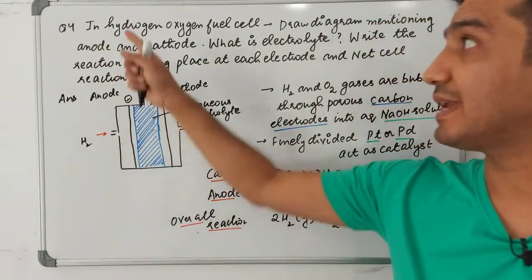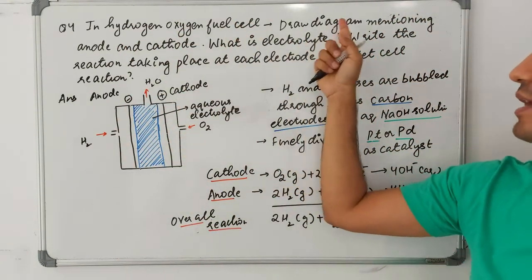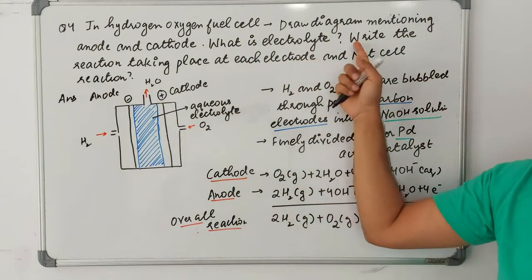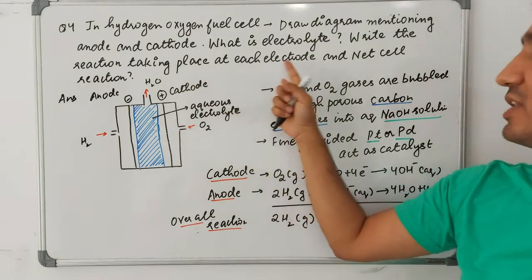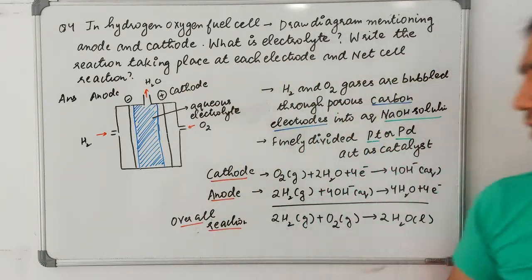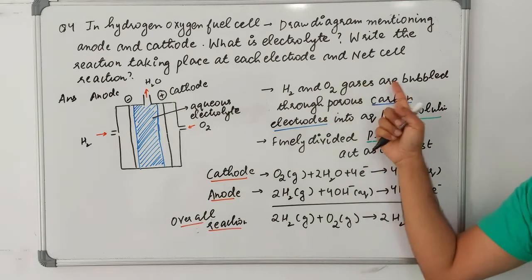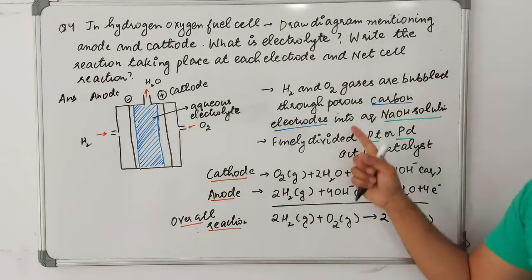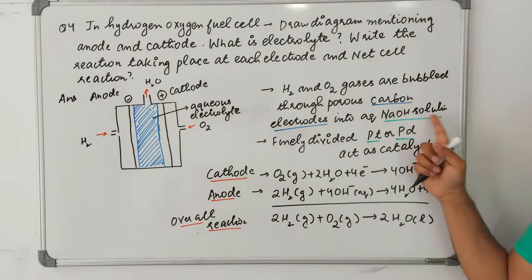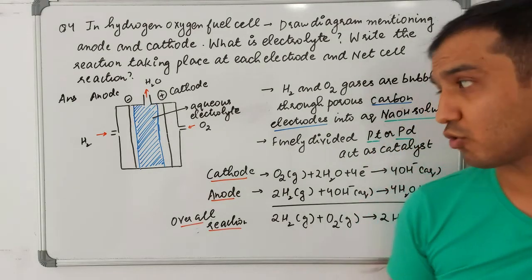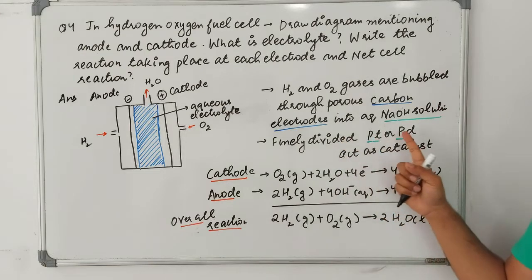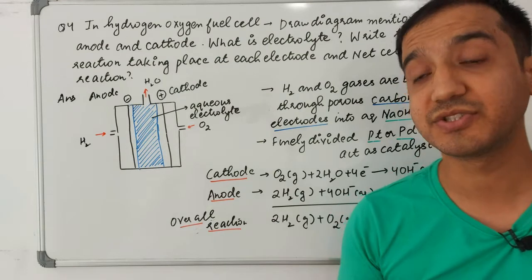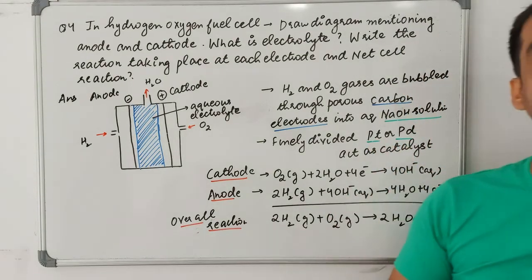Question number 4 is, in hydrogen oxygen fuel cell, draw a diagram mentioning the cathode and anode. What is the electrolyte? Write the reaction taking place at each electrode and the net cell reaction. So first we see hydrogen and oxygen gas are bubbled through porous carbon electrodes. The electrodes are made up of carbon in aqueous NaOH solution. So NaOH solution will act as an electrolyte. Finally divided platinum, and platinum will act as a catalyst. So in the carbon electrode, they have put some platinum which will increase the reaction.